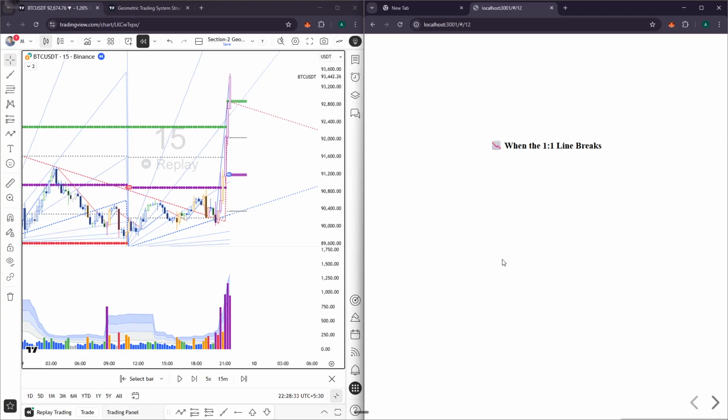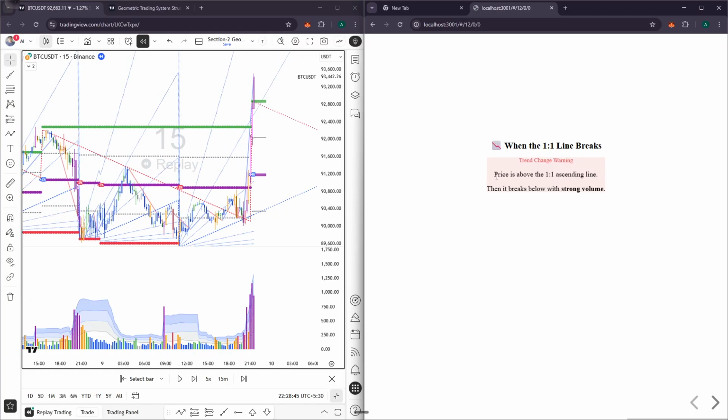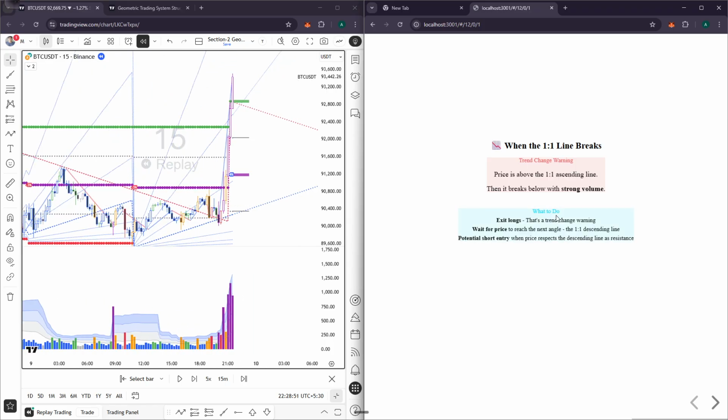So when the 1 by 1 line breaks, now this is a descending trend line. So, trend change warning. Now this is still an ascending trend line, but if it breaks, that's the warning. When price is above the 1 by 1 ascending line and then breaks below with strong volume, then what to do is exit the long trade. That's a trend change warning.